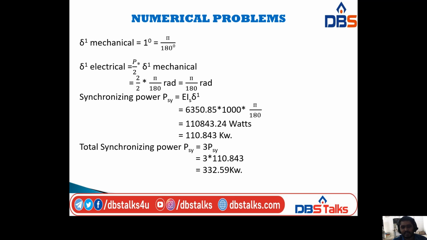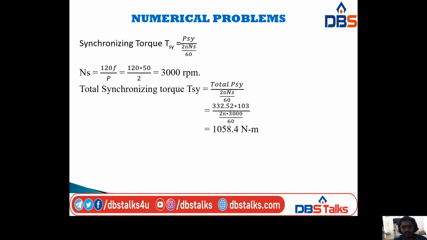Now we have to calculate the total synchronizing power. It is a 3-phase system, as already given in the problem. It is a 3-phase turbo alternator, so the total synchronizing power P suffix S is equal to 3 into P suffix S per phase, that is 3 into 110.843 kilowatts. Now we have 332.59 kilowatts, that is the total synchronizing power in the three-phase alternator. And next, we have to calculate the synchronizing torque.